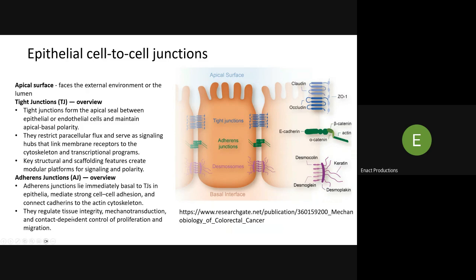They regulate tissue integrity, mechanotransduction. So any touch receptors, anything where vibration matters, they might be playing a role in that. Contact-dependent control of proliferation and migration. So, if you need to touch something for it to start healing, something like that.